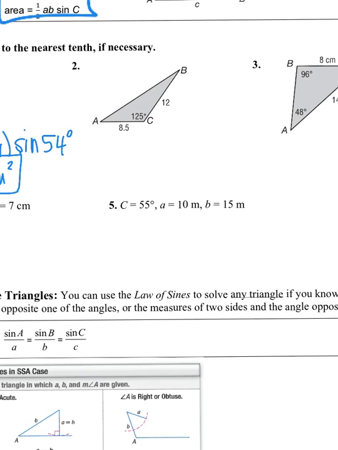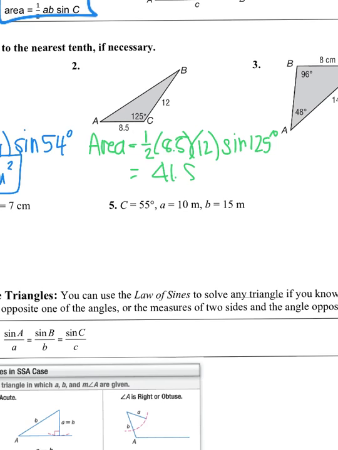So this one, we have the area is equal to 1/2 times the product of the two sides times the sine of the included angle. You plug that into your calculator, round to the nearest tenth, and we should get 41.8 units squared.